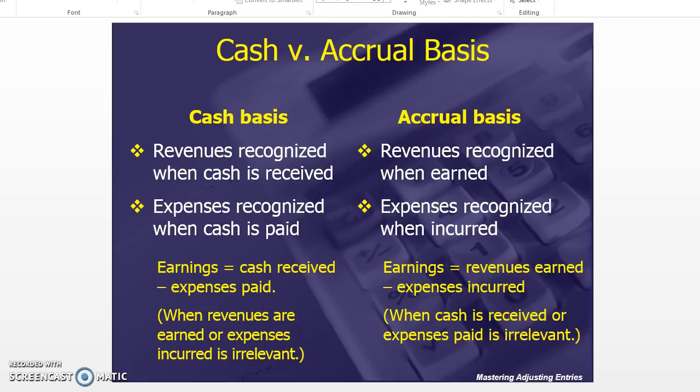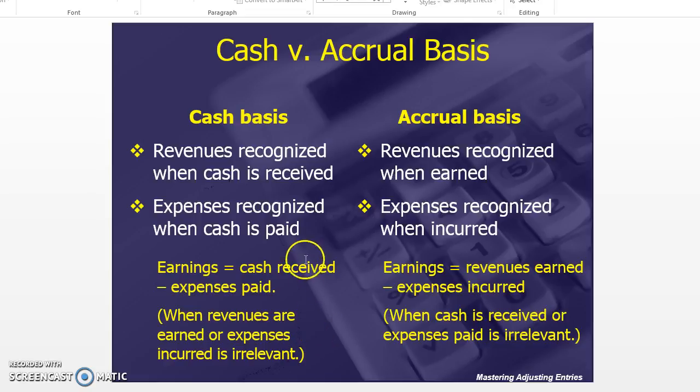So this is a slide we saw earlier, and they just added a little something down in the bottom here in yellow. Under the cash basis, if it helps, you can think of it like this. Our earnings equal the cash received, the physical cash received, minus the expenses paid. That is actually paid. You wrote a check, you dropped off cash, whatever it is, but the cash left your pockets. That's how you calculate earnings under the cash basis of accounting. Under cash basis, we are not concerned with when you earn the revenue or when the expense has been incurred.